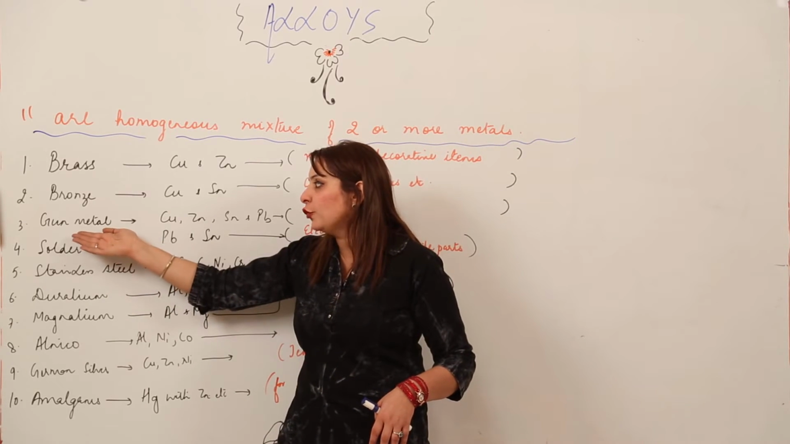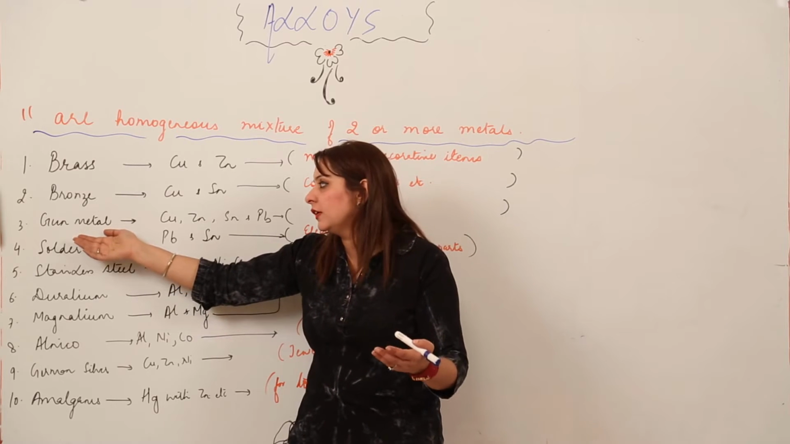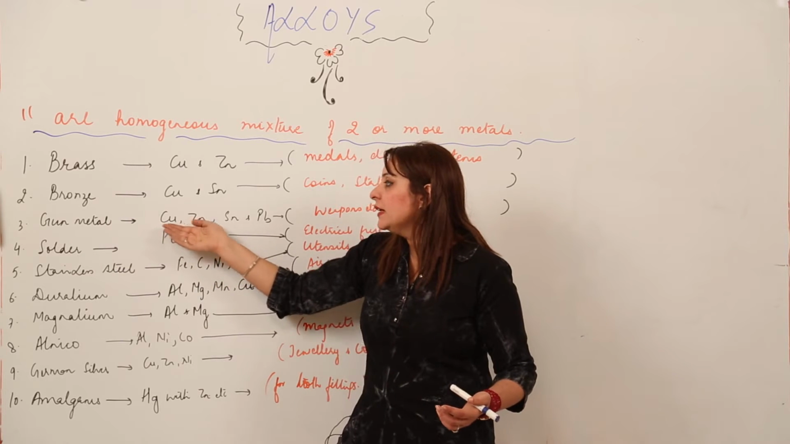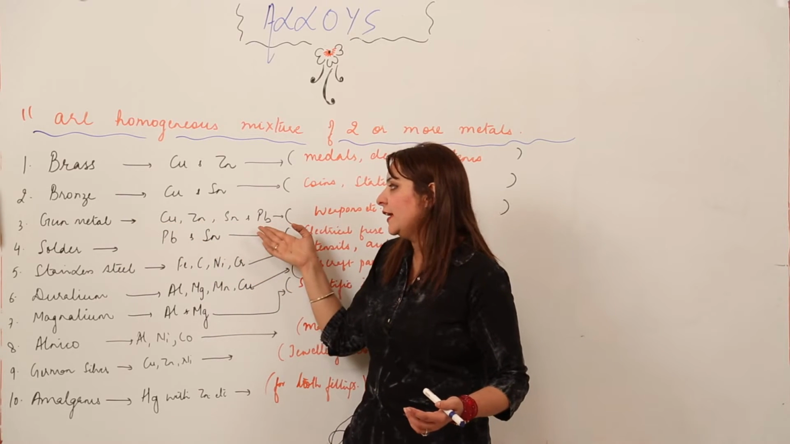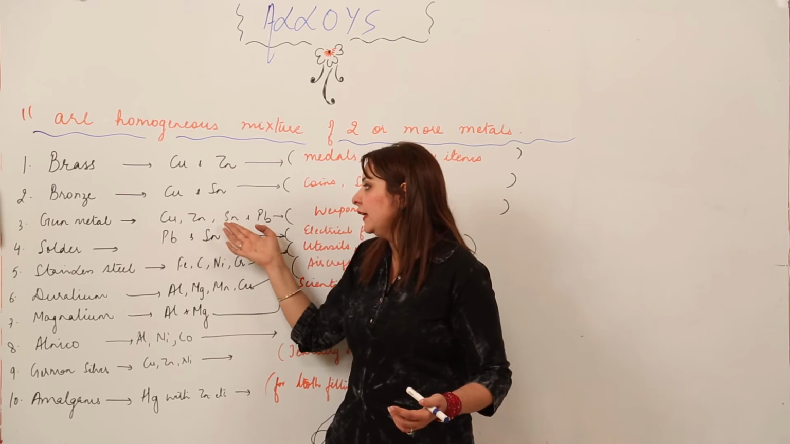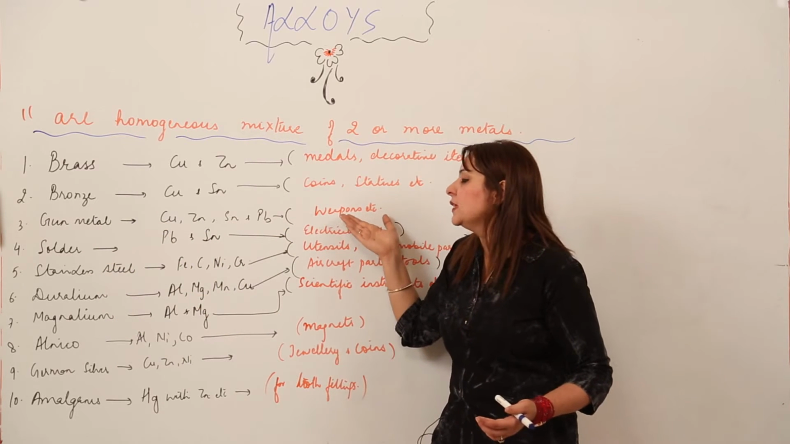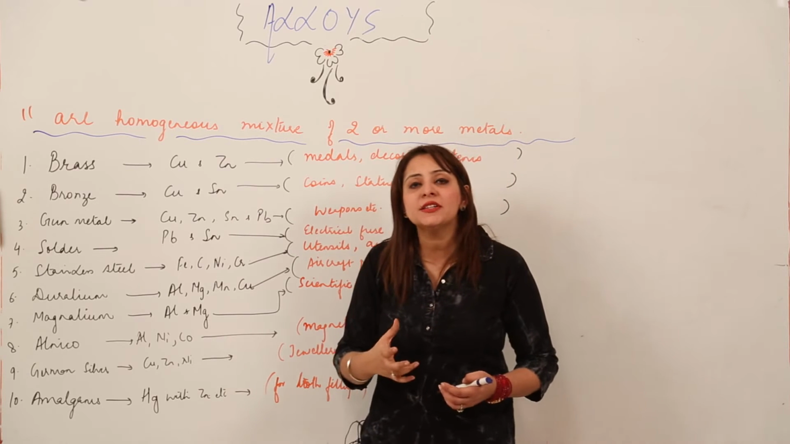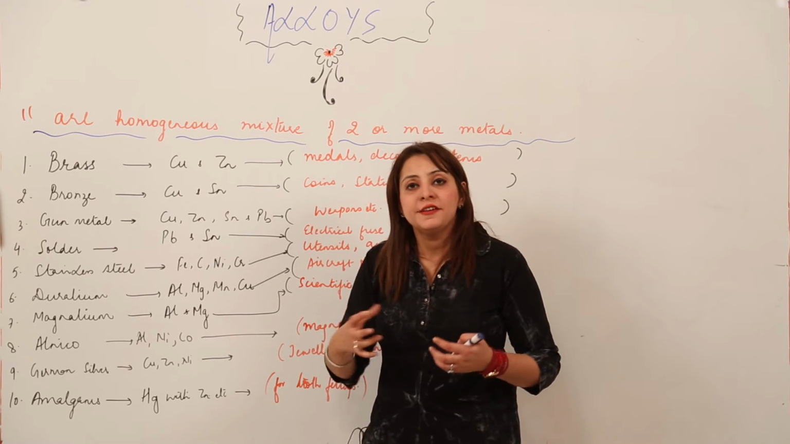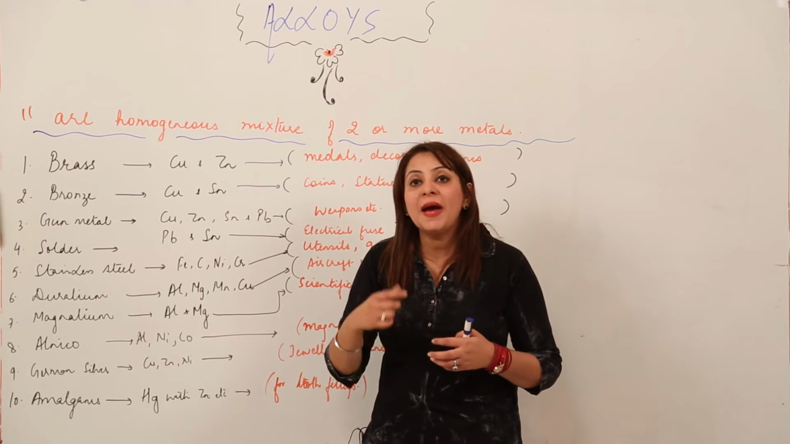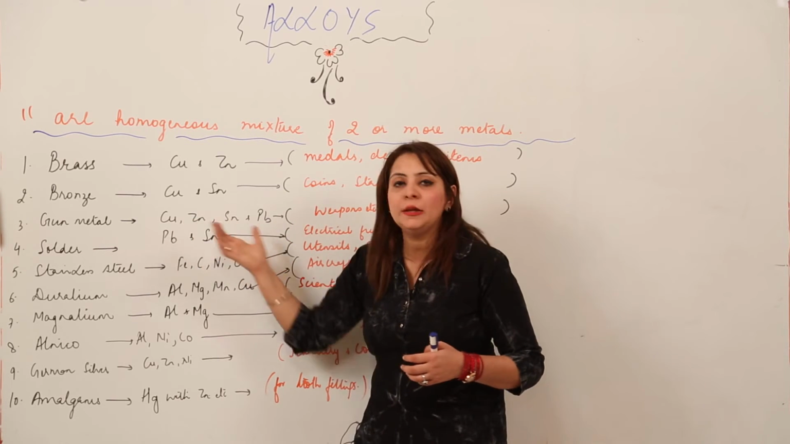Next, the third alloy of copper is gunmetal. It is made up of copper, zinc, tin and lead. Right, copper, zinc, tin and lead. And what purpose is it serving? We make weapons out of it. How are we making weapons? It is used to make the rifles which are used in weapons, or the bearings which are used. It is made up of gunmetal.